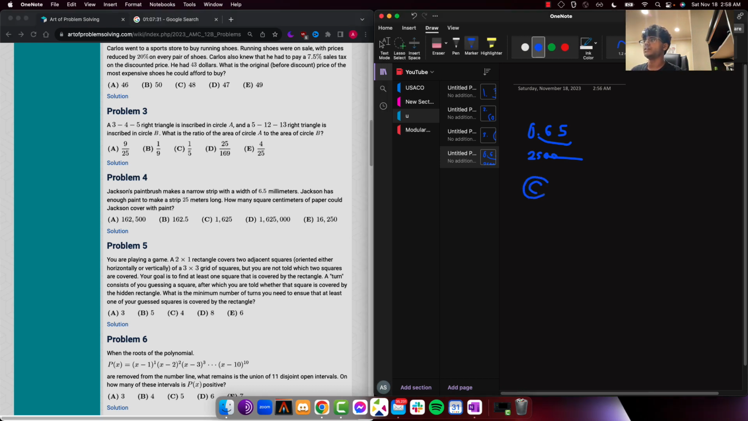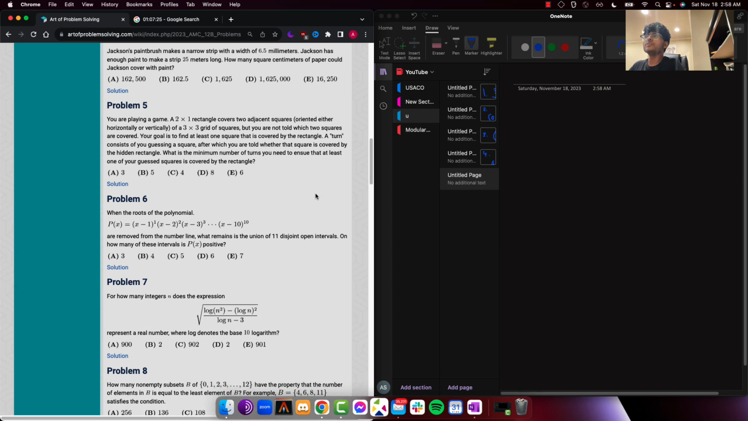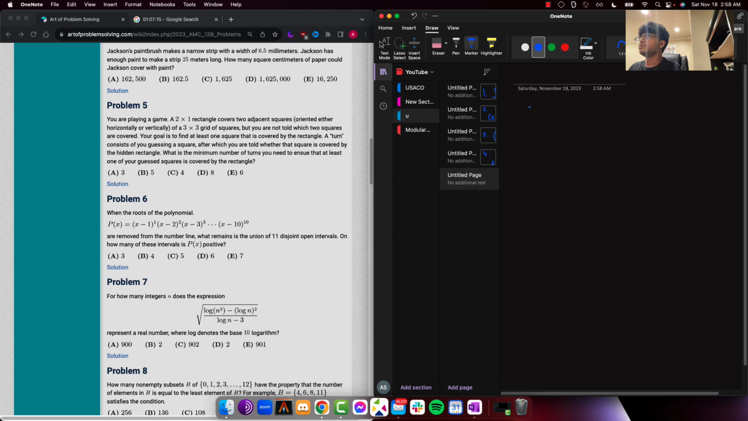C. This is number 4, I think. Okay. Next. You're playing a game. A 2x1 rectangle covers 2 adjacent squares of a grid of 3x3 squares, but you're not told which 2 squares are covered. So you have a 3x3 grid here.